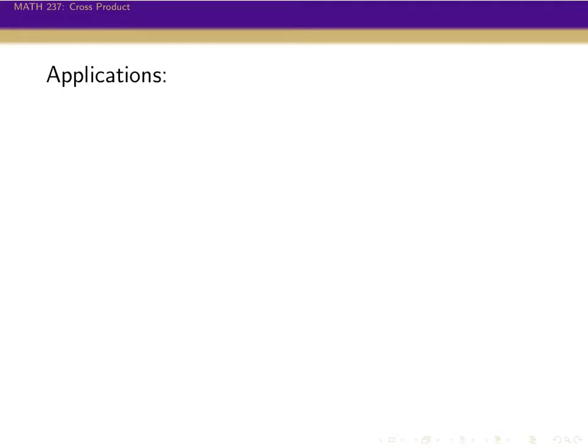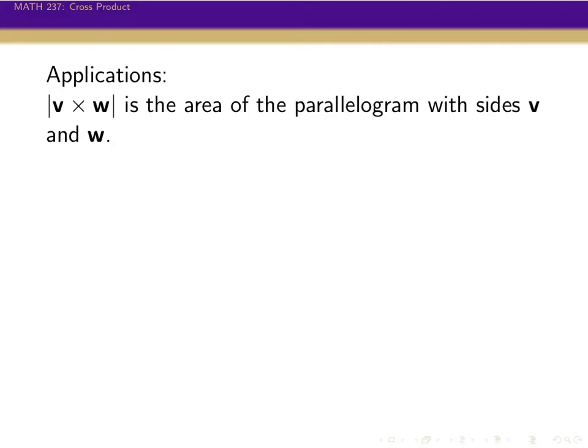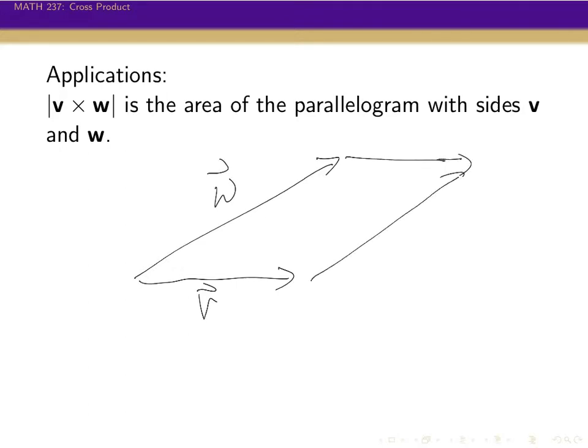Okay, so let's talk about some applications of cross products. The first one we've already seen. The magnitude of the cross product is the area of the parallelogram with sides V and W. And so we saw this before. If that's V, and if that's W, we have a nice natural parallelogram by copying these over again.